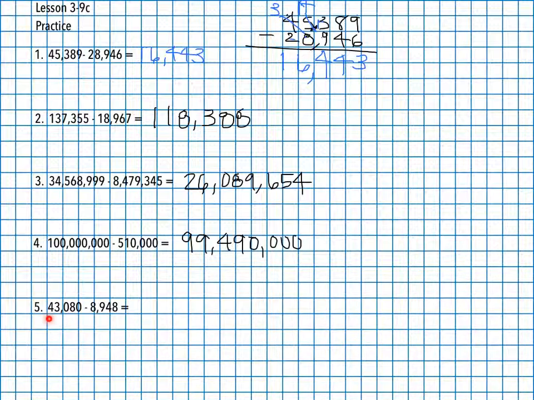Finally, you have 43,080 less 8,948, and the correct response for that one should be 34,132. Now, hopefully, ladies and gentlemen, you got them all correct. If not, please take time, look back, and figure out where you went wrong. If you still are confused and are still having problems, please seek out a classmate or talk to Mr. Winkleman to see what's happening, and hopefully we can get this fixed as quickly as we can.